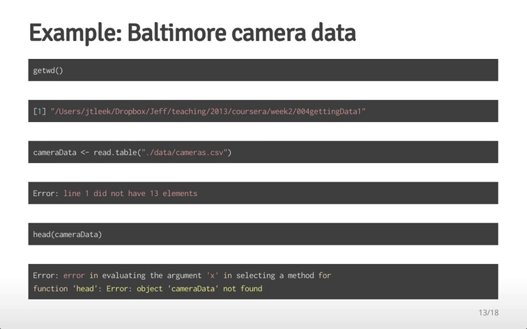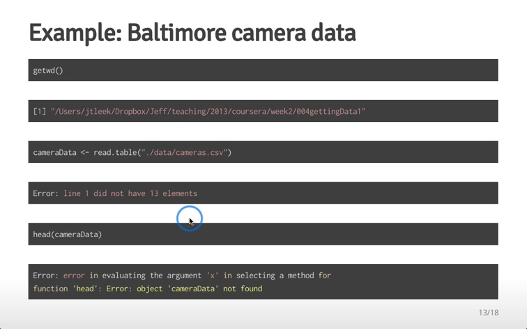So for the Baltimore camera data, here's an example. Again we can get our working directory, and we see that we're in the getting data directory here. If we want to load in the camera data, we can use read.table, and we can again use relative paths. So ./ refers to the gettingData1 directory. Then we want to look in the subdirectory data and load in the file cameras.csv. If you do this directly without giving read.table any parameters, you'll get an error. It says line 1 does not have 13 elements.